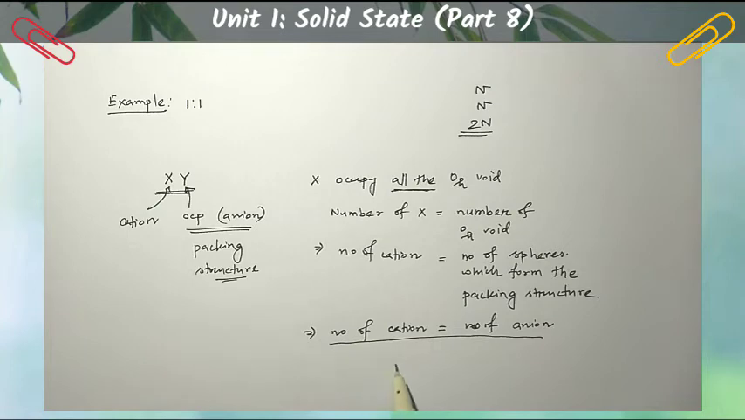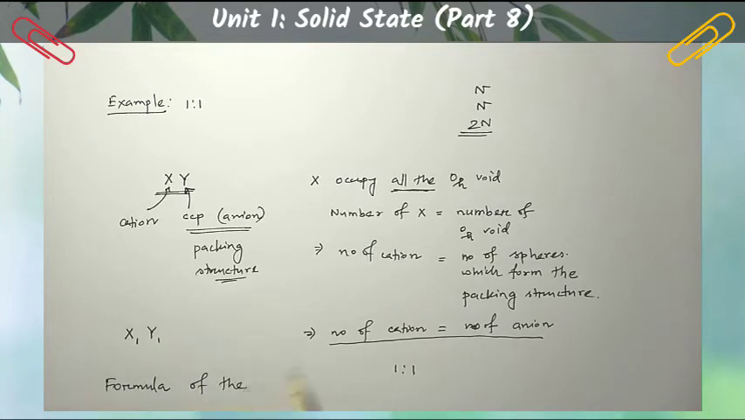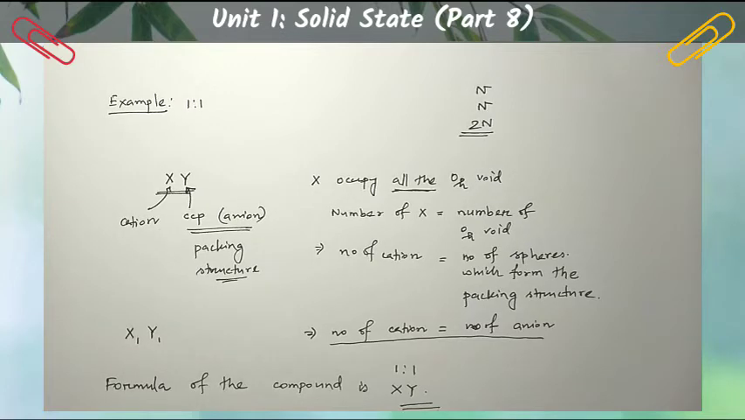That means the ratio will be 1:1. If the number of anions is 1, then the number of cations is 1. If it is 5, this is 5. If the number of anions present in that solid is 10, then the number of cations will also be 10. So our formula will be X1Y1, or the formula of the compound, or the solid, is XY, because the number of cations is equal to the number of anions.